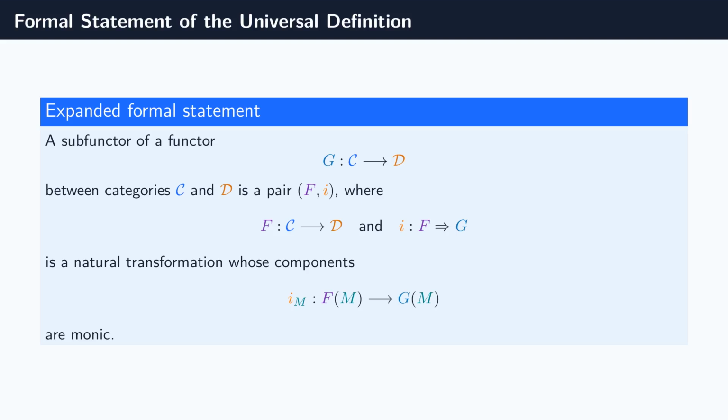Here is the formal statement. A subfunctor of a functor G from C to D is a pair. The pair consists of another functor F and a natural transformation I from F to G. The important condition is that each component I at an object M is monic. In simpler language, every piece of F embeds into the corresponding piece of G, and those embeddings fit together naturally.